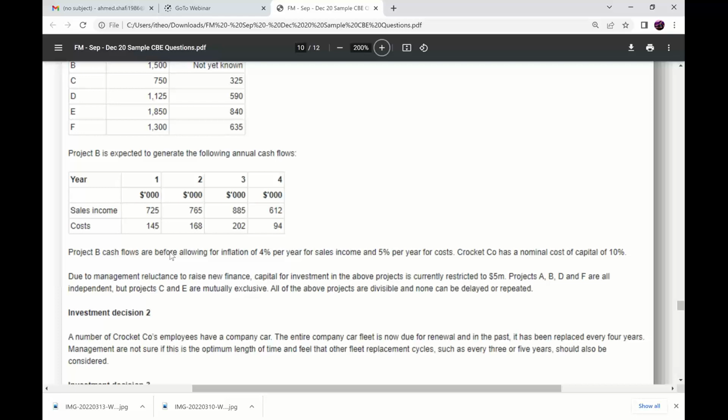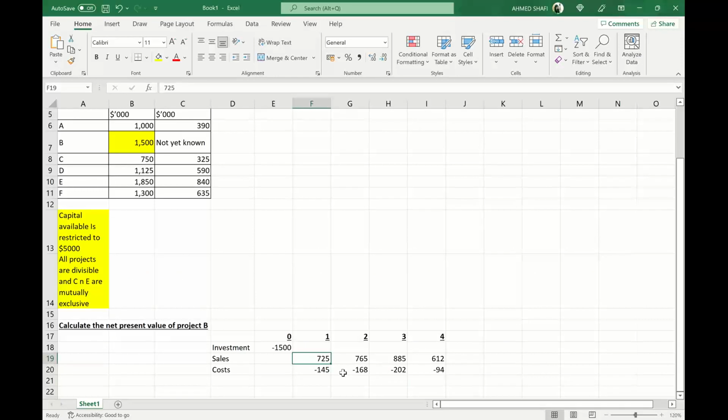Let's inflate the sales because it's 4% per year for the sales. So year 1 sales is 725. Pay attention to the working. You can show the working separately or in these cells as well. Year 1 revenue is 725, before inflation of 4% per year. Would the inflationary impact come one time? Yes. So either you can increase it by 4% and add it, or directly multiply it by 104%, because multiplying by 104% increases it by 4%. Okay, 754.